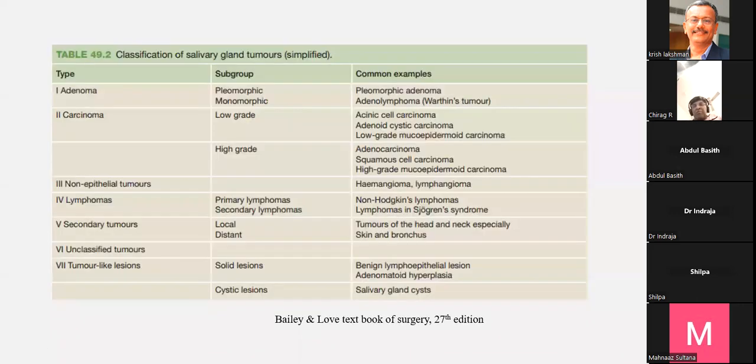Just go back. Yes, sir. Because we are talking about the risk factors, you mentioned Warthin's tumor, that is adenolymphoma, for the first time here. Is there a risk factor for Warthin's that you have not mentioned earlier? Anybody else? Sir, smoking, sir. Correct. Smoking is a definite risk factor for Warthin's.